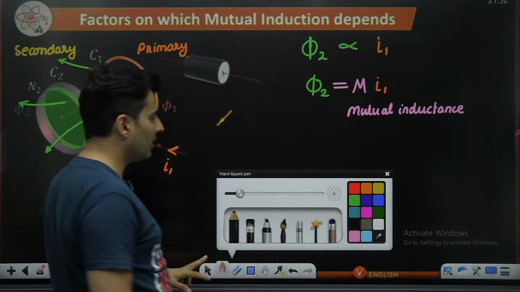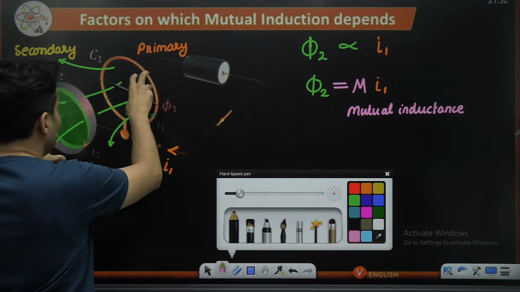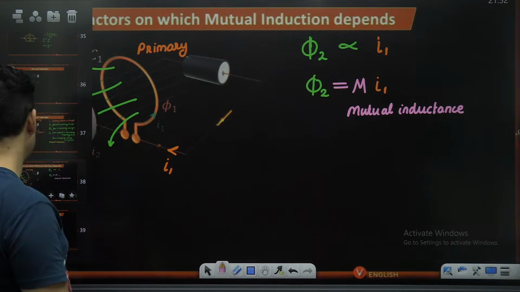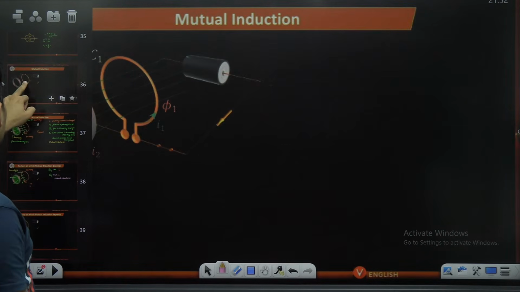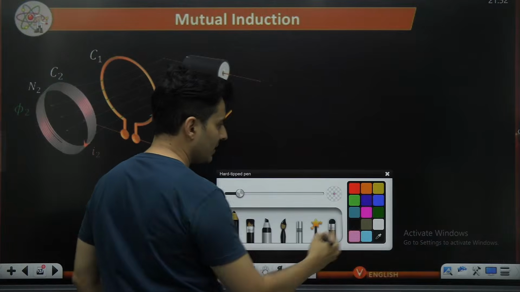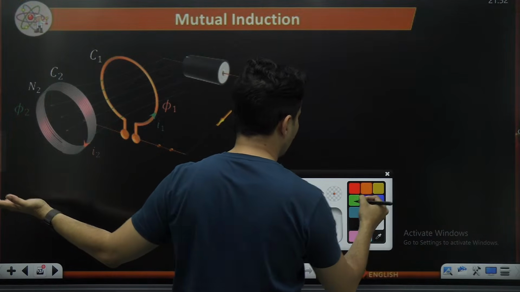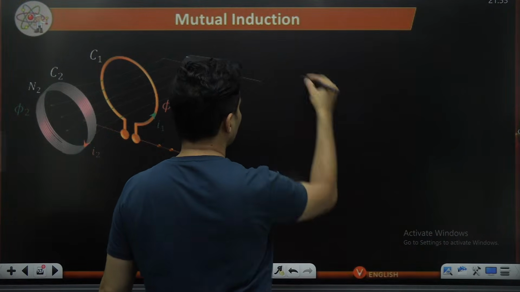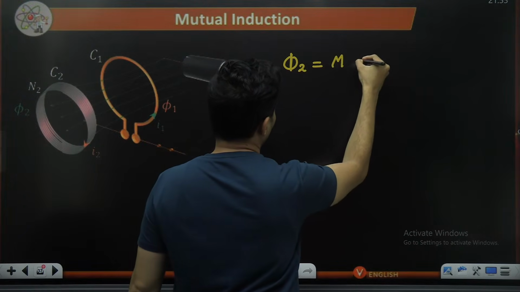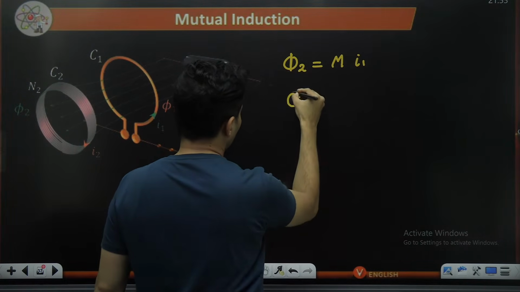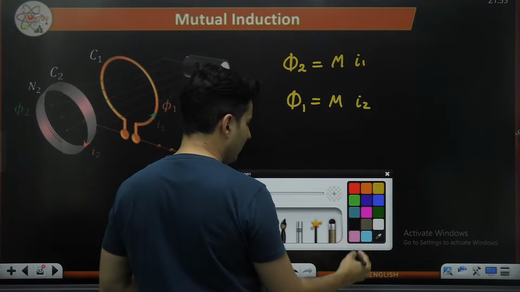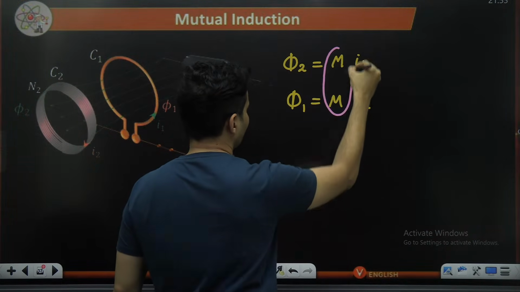So it's not like if you change the roles played by the coils, the mutual inductance changes. No, nothing like that happens. This is also very, very important. So say, for example, the roles which are being played: phi 2 is M I1, but if I put phi 1 is M times I2, this M happens to be the same.